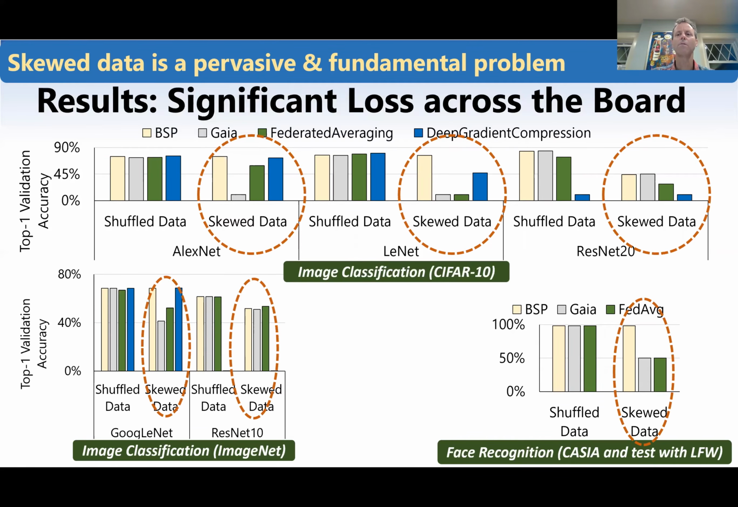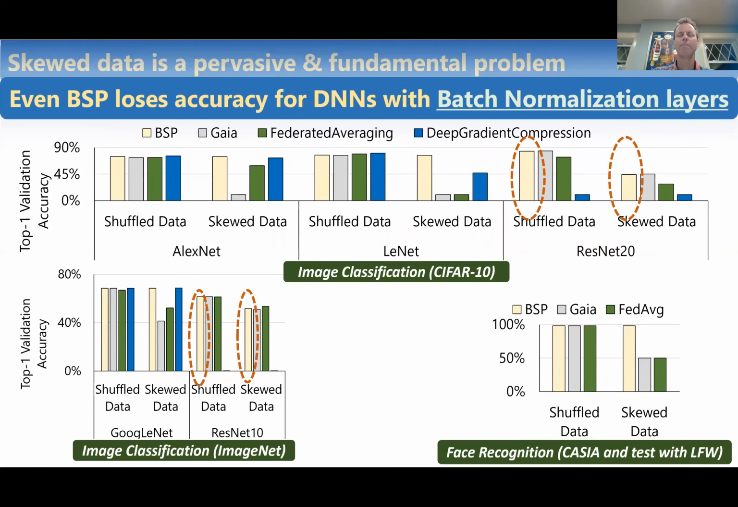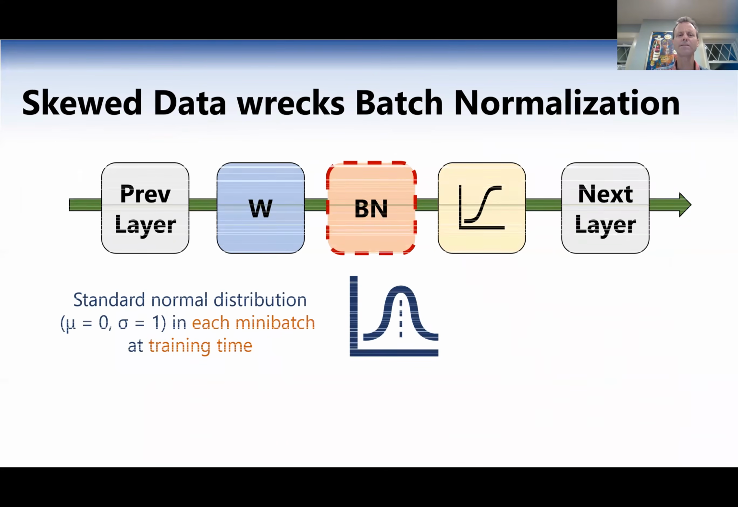Okay, so what this tells us is that skewed data is indeed a pervasive and fundamental problem for these deep learning networks. Perhaps surprisingly, even BSP with its frequent communication loses accuracy in the cases where the DNNs have batch normalization layers, as shown here for both ResNet20 and ResNet10. Okay, so let's drill down a little bit more on the batch normalization case.